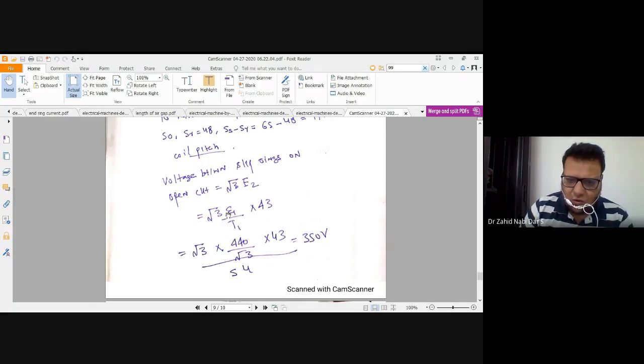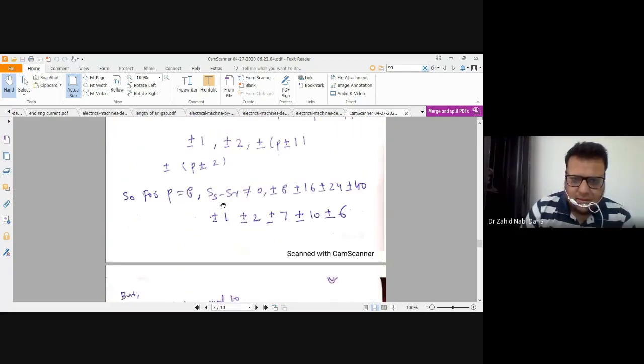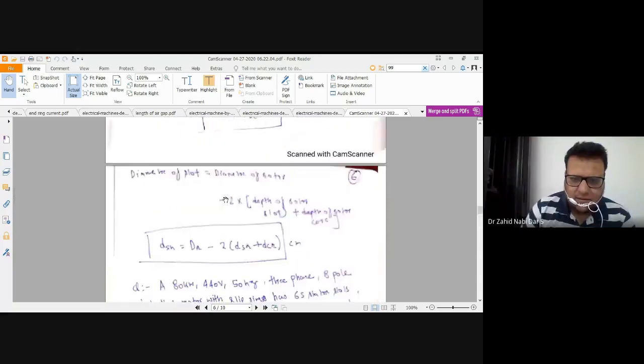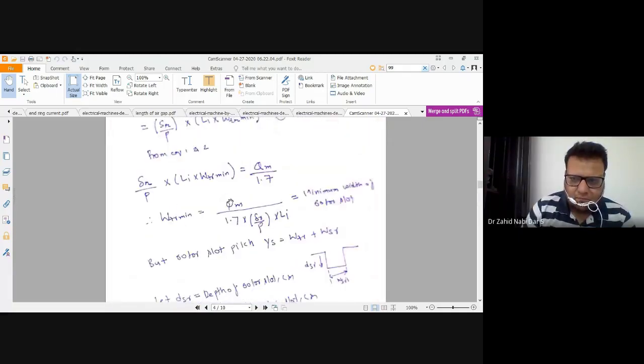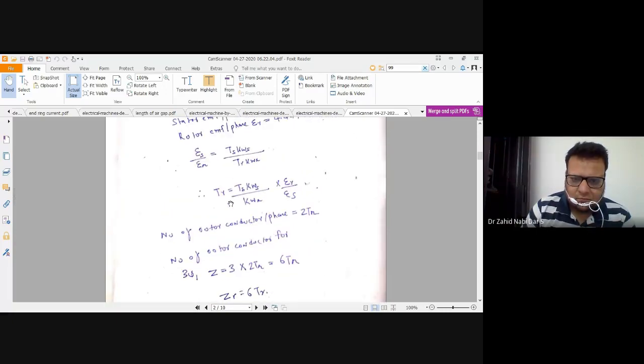What is this 43? From where this 43 came? Hmm, this is something I missed here. This is my T1, T2. E2 is equal to root 3. See here, where I have started it, in the very beginning. So you can see now TR is equal to TS KWS by KWR into ER by ES.